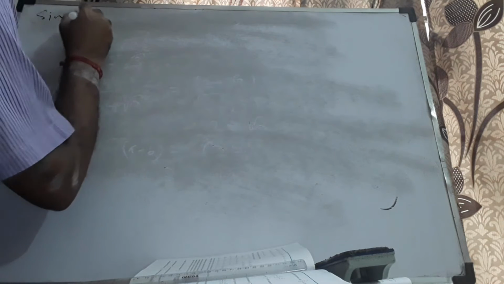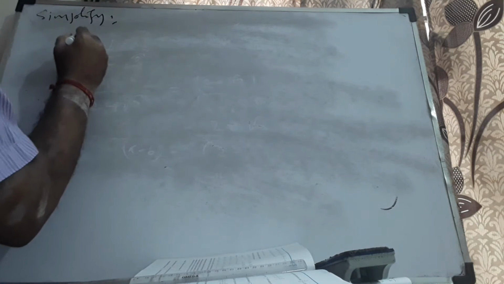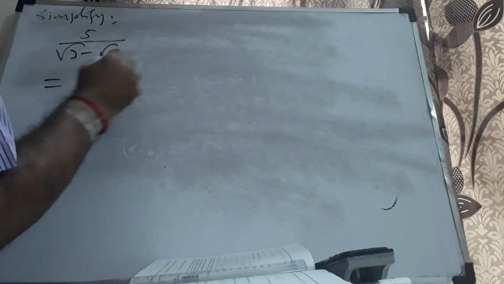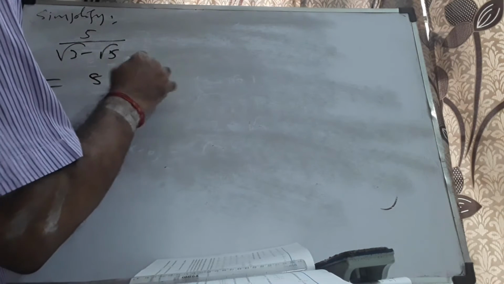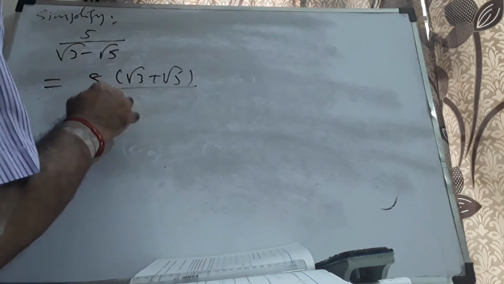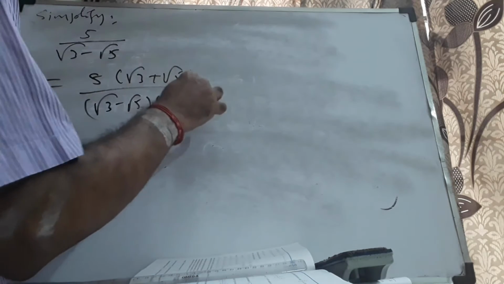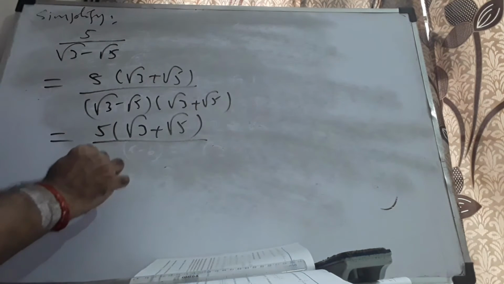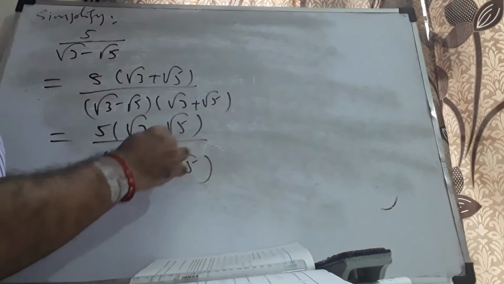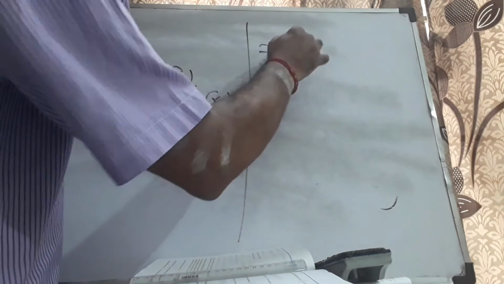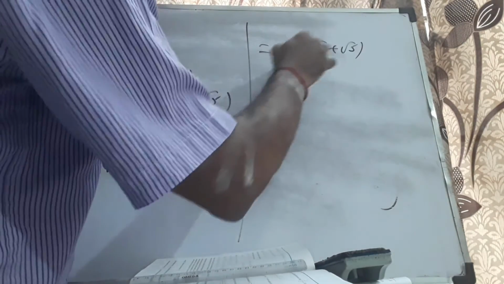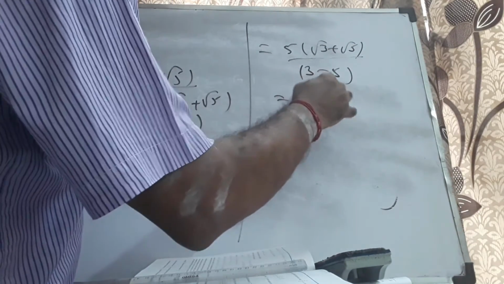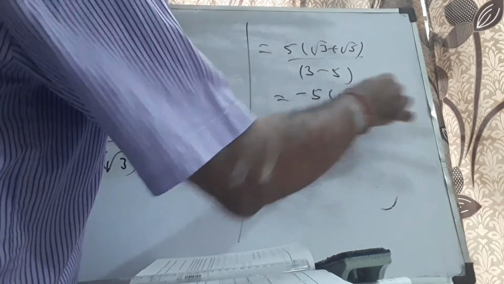Simplify. Rationalizing is understood anyway. 5 by root 3 minus root 5, which is equal to 5 into root 3 plus root 5 divided by root 3 minus root 5 into root 3 plus root 5. Therefore, 5 into root 3 plus root 5 divided by root 3 whole square minus root 5 the whole square, which is 5 into root 3 plus root 5 divided by 3 minus 5. This is minus 5 into root 3 plus root 5 whole by 2.